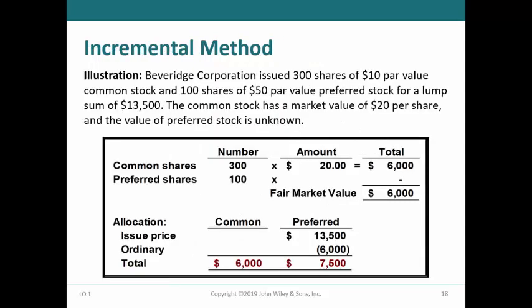To illustrate the incremental method, we will use the same information for Beverage Corporation, but this time the value of the preferred stock is not known. When one of the fair values is not known, the incremental method is used. The market value of the security that is known, in this case the $6,000 for the common stock, is subtracted from the lump sum, $13,500, and the amount left, $7,500, is allocated to the remaining security, the preferred stock.